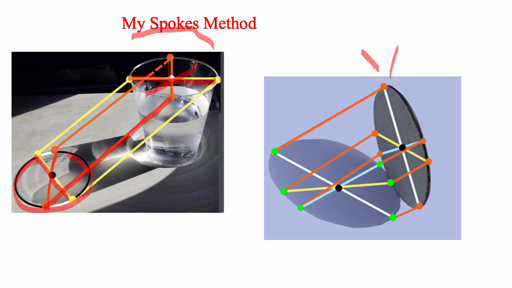Now, in this case, I did the same thing, and notice that the ellipse is a little distorted. And despite that, this spokes method was able to accurately find this shadow.